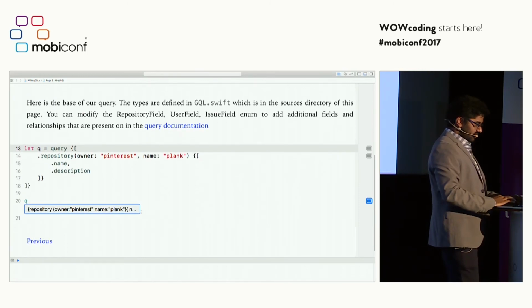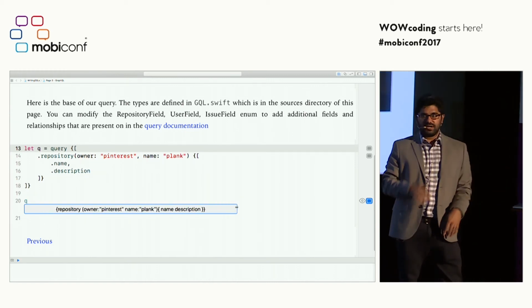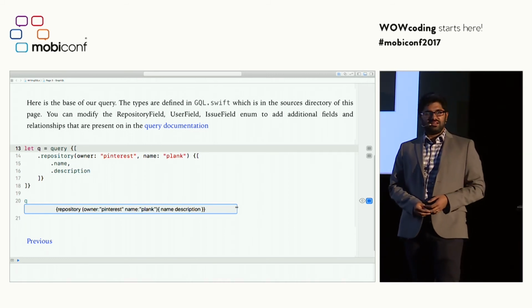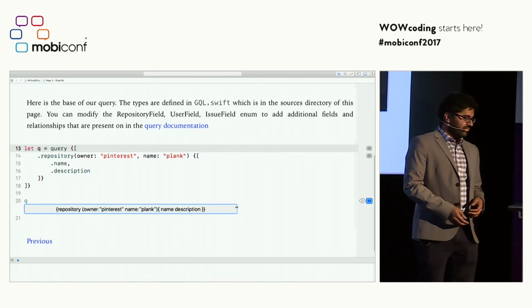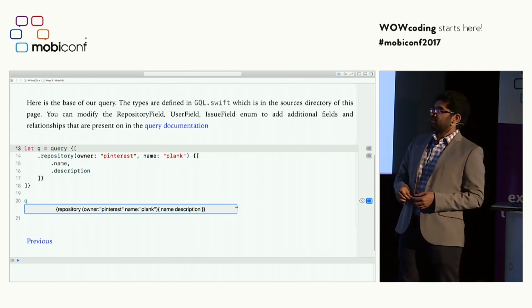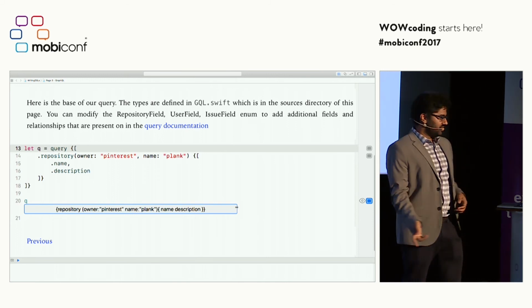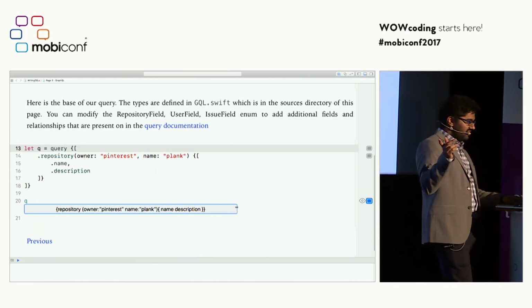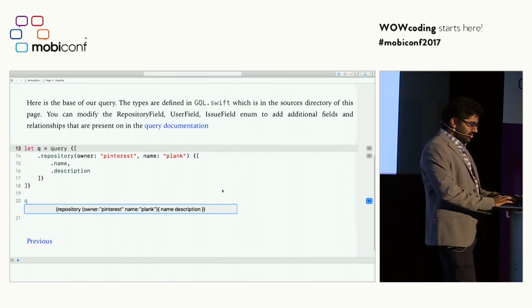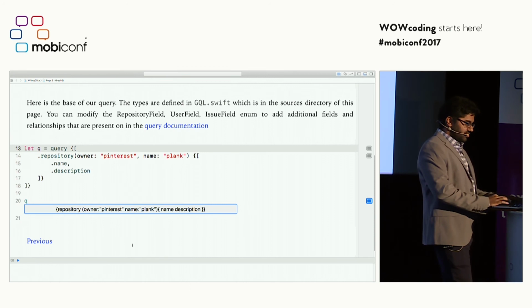So what I have here, I've taken everything we've talked about, and I've actually tossed it into a playground. I have another file that's already compiled with all the types and all the DSLs we've talked about. You can see that we have a variable q here that resembles the result of this query, which in this case is a repository that takes the owner Pinterest and Plank, and then it takes a name and description. And then below it, you can see the actual output of what this query string is.